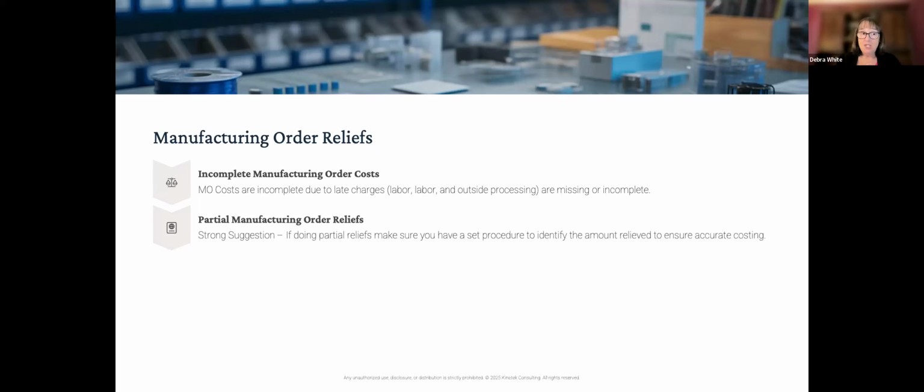Another item to mention here is going to be your manufacturing order reliefs. And again, late costs are going to cause lower values hitting finished goods and higher values left over in closed MOs. CostPoint's always going to want a closed MO to have a zero value when it's completed. So it's going to force that zero value with the variance.